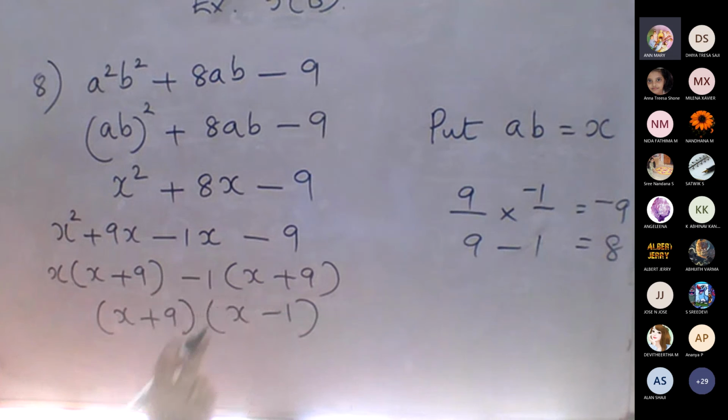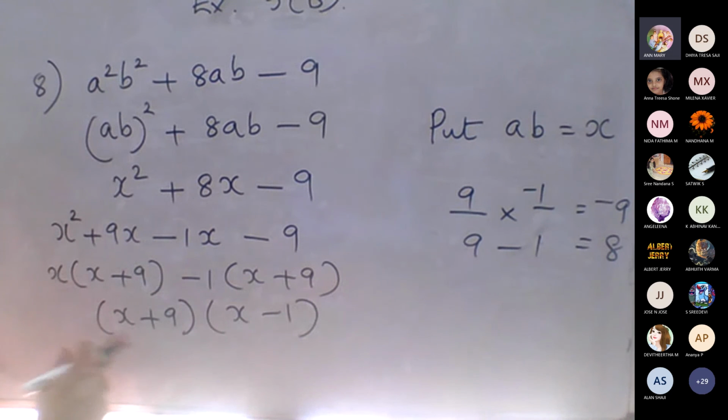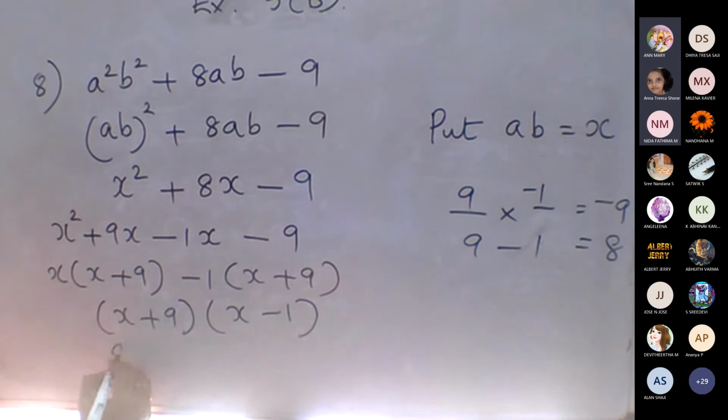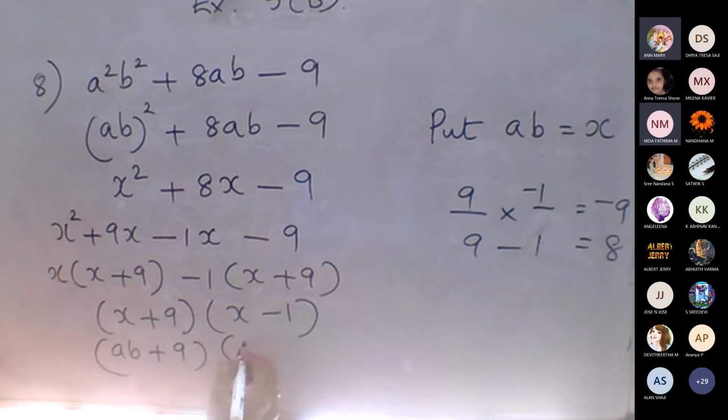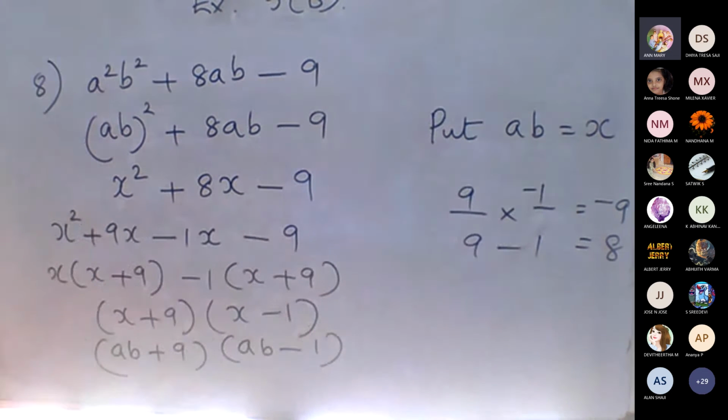But this is not our answer. Our question is in terms of ab. So what do we have to do? ab plus 9 into ab minus 1. We have to change that x as ab. So that is our final answer.